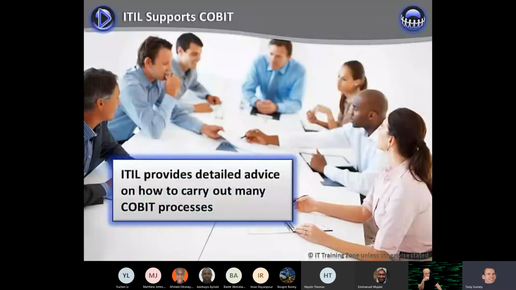The prime benefit that ITIL provides for COBIT is detailed advice on how to carry out many process activities. As we've already seen, COBIT focuses on what should be done, whereas ITIL advises on how to do them.